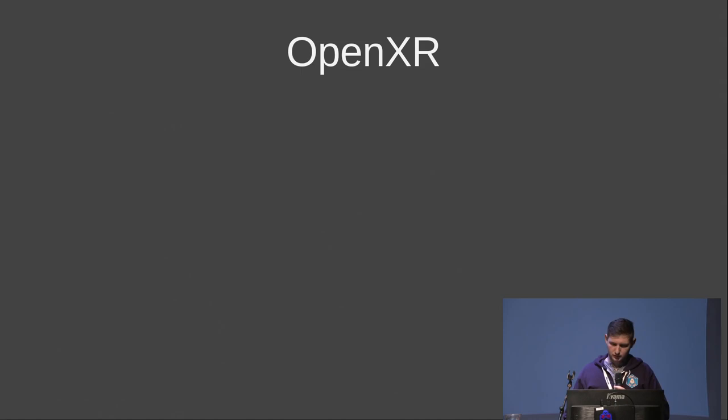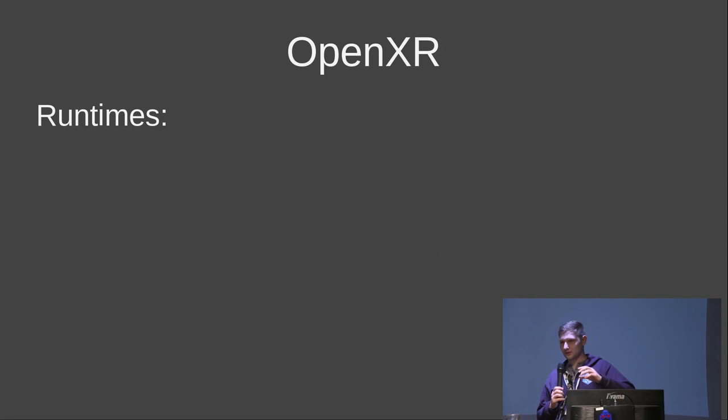But with OpenXR, I always compare it to OpenGL. In OpenGL, you have the specification, which is OpenGL, but then you have the driver, which actually implements the specification. And it's pretty much the same with OpenXR. You have OpenXR as the specification, so it's basically just a description of how the API looks and all the types and everything. But you still need to have a runtime installed on your system, which is a bit more high level than the driver.